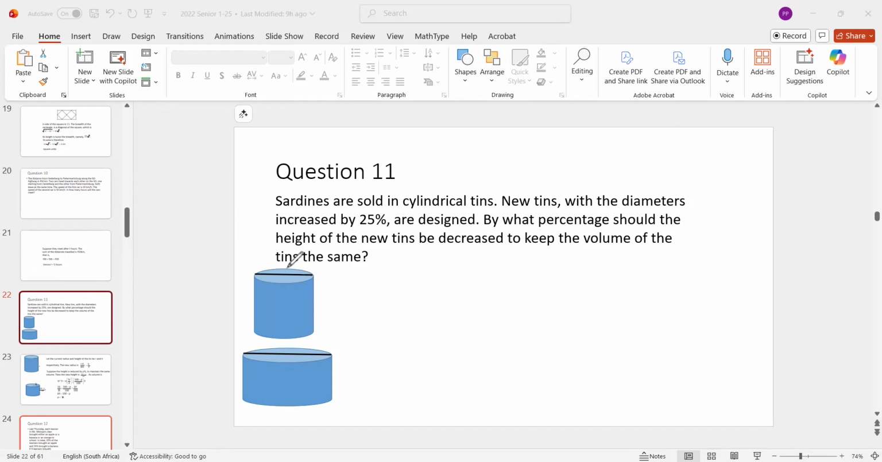If this diameter is D, this thing here is 25% more. Now, 25% more, that's 125%. Percentages, if you convert to fractions, is 125 over 100. And when you simplify, this 25 goes into this 5 times. So in other words, this is D, this is 5 over 4 times D.